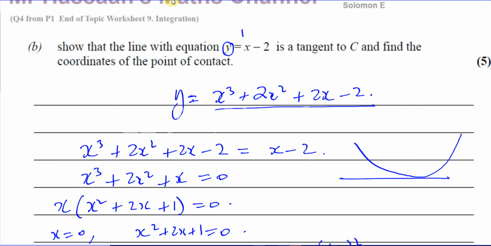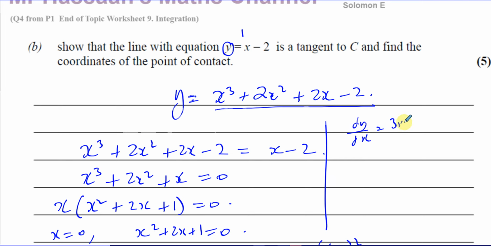Supposing we did that, I'll just use this space over here. If we found dy/dx, you're going to get 3x squared plus 4x plus 2. And we want to know where the gradient is the same as the gradient of this line, because when they have the same gradient, that's what a tangent is. It has the same gradient as a curve at the same point. So let's see where this gradient is equal to 1. So 3x squared plus 4x plus 2 equals 1. So you have 3x squared plus 4x plus 1 equals 0.